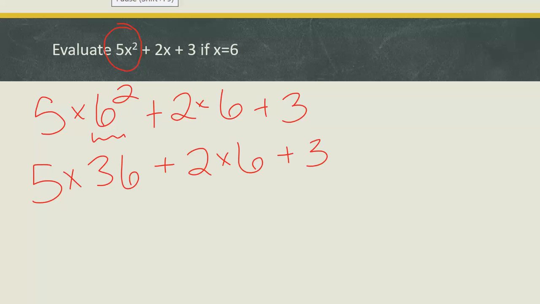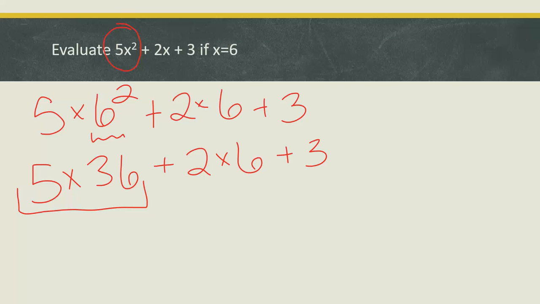Now I do multiplication and division. And in this case, I work from left to right. So I need 5 times 36. You can use your calculator to find that that's 180. And I have another set of multiplication. 2 times 6. So that's going to be the plus sign carries over. 2 times 6 is 12.